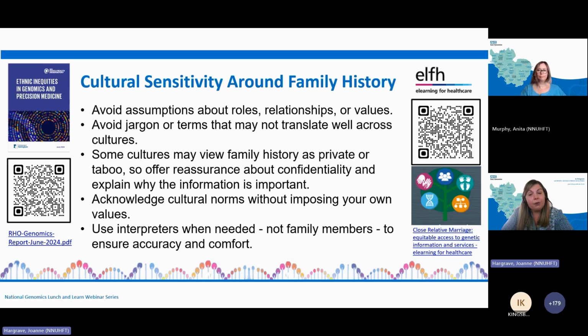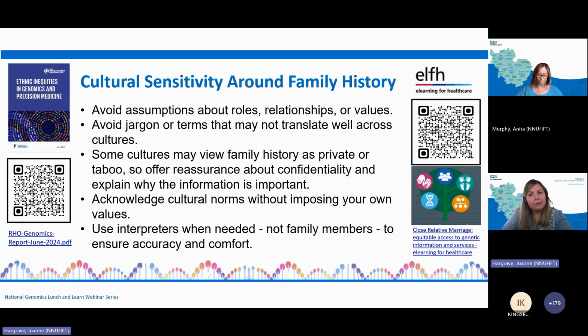We also know, from the ethnic inequalities in genomics and precision medicine report and broader research, that people from ethnic minority backgrounds are often underrepresented in both the genetic databases and clinical trials. And this creates disparities in care and risks compounding existing health inequalities. One of those contributing factors is how family history is gathered, or sometimes overlooked due to cultural misunderstandings.